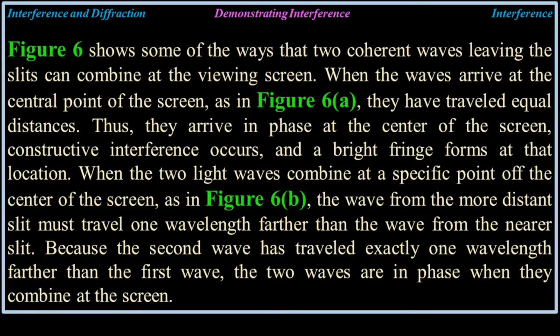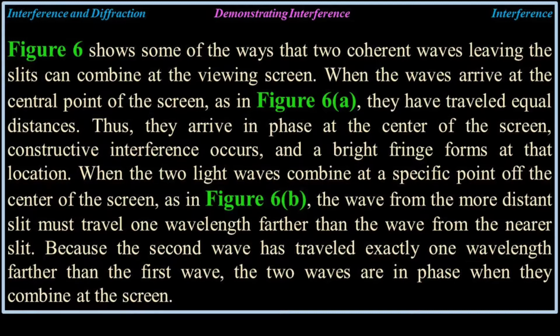Figure 6 shows some of the ways that two coherent waves leaving the slits can combine at the viewing screen. When the waves arrive at the central point of the screen, as in Figure 6a, they have traveled equal distances.